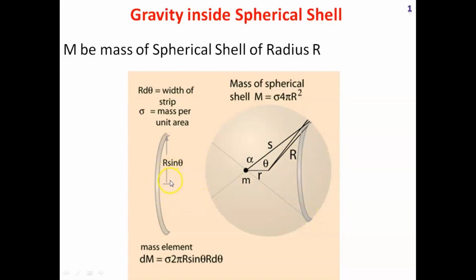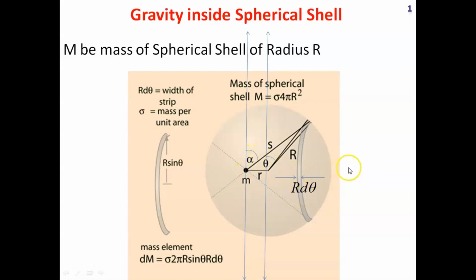R sin theta is the radius of the spherical shell, where theta is the angle described by the shell element with respect to a vertical axis. Alpha represents the angle of the line from small m up to the strip. S represents the distance between small m and the strip. Here capital R represents the distance of small m from the origin or center of mass of the gravitating object. R d theta, as I said, is the width of the strip, and these angles are now quite clear.